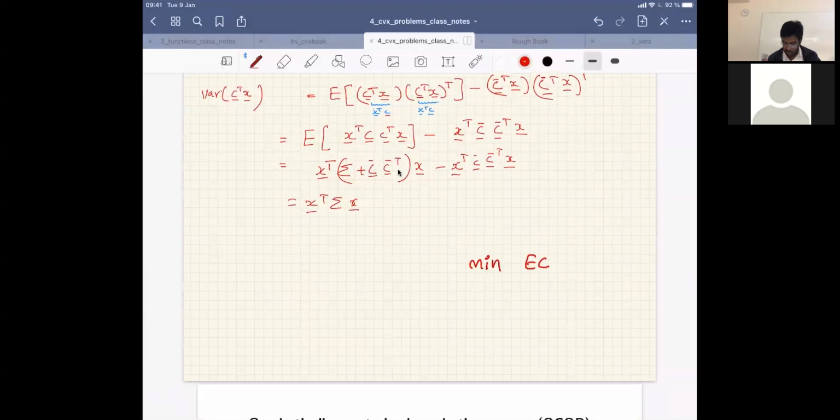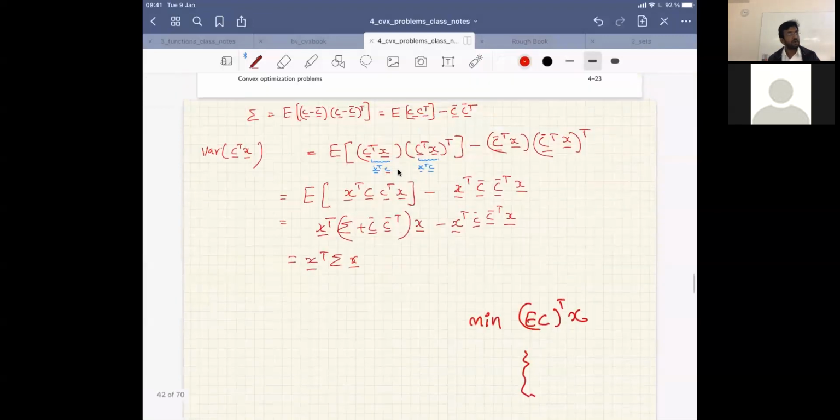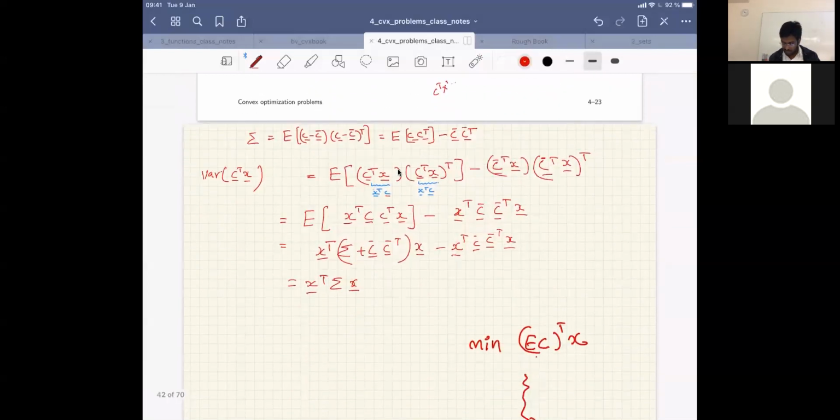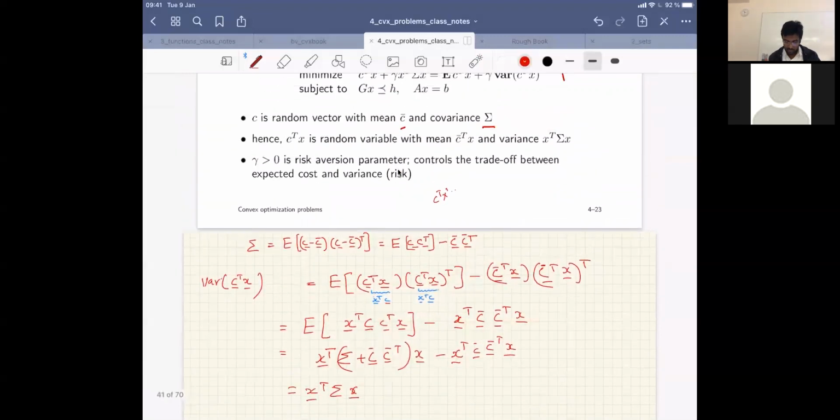Okay, you take that and then transpose X and everything is the same. So in this case this is an LP, right? Instead of C you are just finding the mean and substituting it there. So that's an LP.